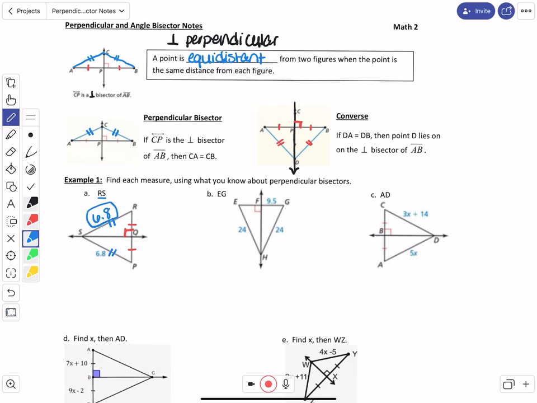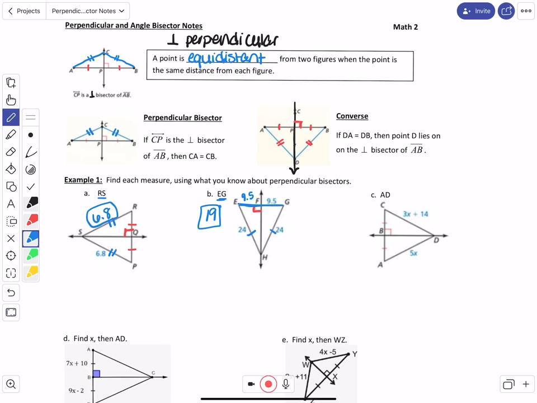Okay, so on B, since it's given to us that this is 90 degrees, and since we know that these are congruent, both of these are 24, and we know that FG is 9.5. We know EF is 9.5, and it's asking for EG. So 9.5 plus 9.5 is going to be 19. EG is all the way across, so be careful with that.